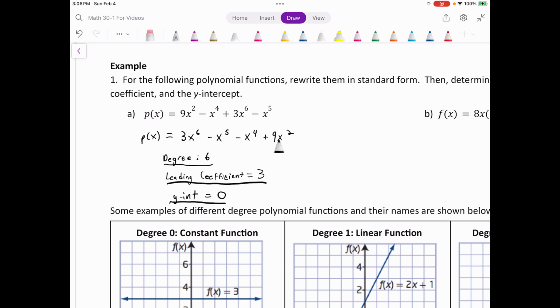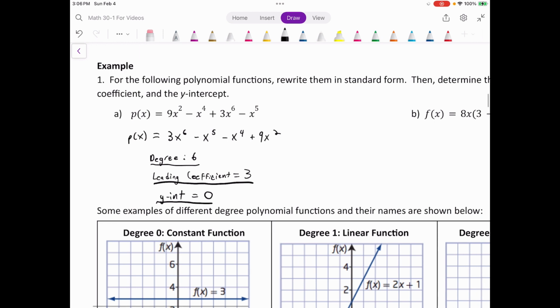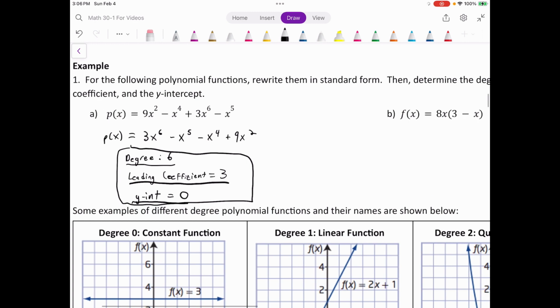Y is equal to this stuff. So put in 0 for x and you'll figure out what y is when x is 0. Well, we can see here, if we put in 0 for x, I'm going to have 0 minus 0 minus 0 plus 0. So 0, right? So there we go. There's our degree, our leading coefficient, and our y-intercept, just by looking at the equation.